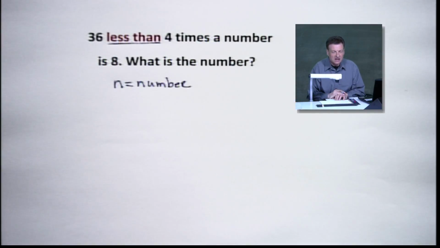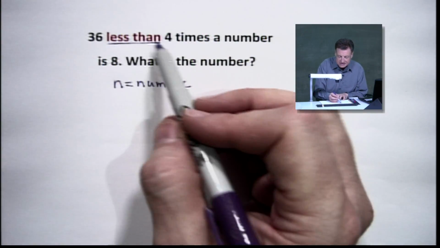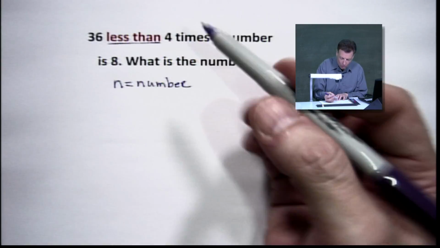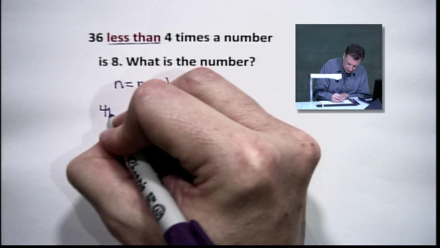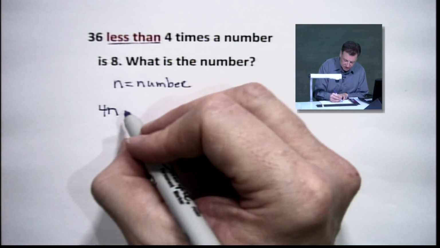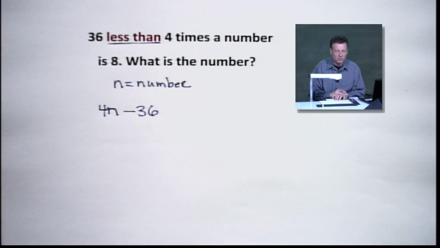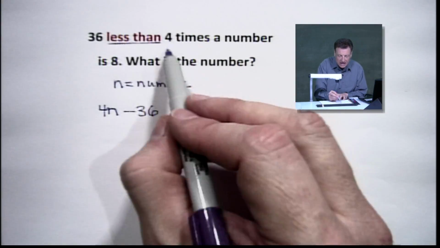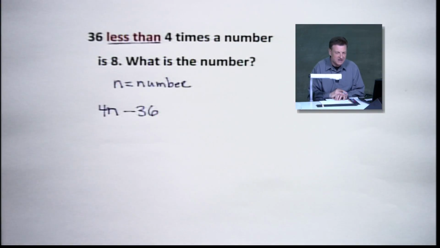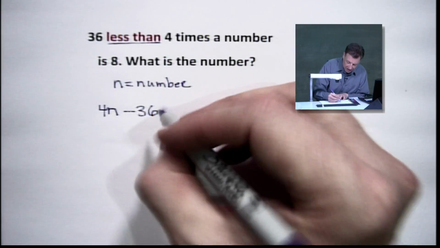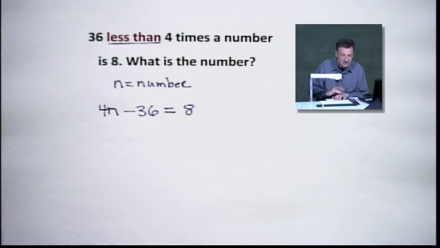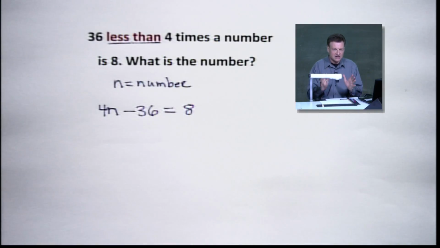And we're going to say it's not going to be 36 minus 4, folks. It's going to be 4 times the number, and we're going to subtract 36, because that's what we do with less than. We bring this part to the front, and we move the 36. The 36 is on the end of the minus, okay? Equals 8. There's our story. That's our equation, ready to go.